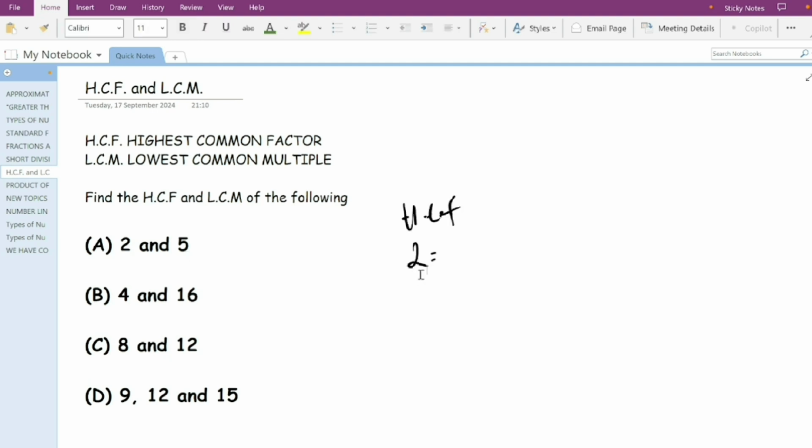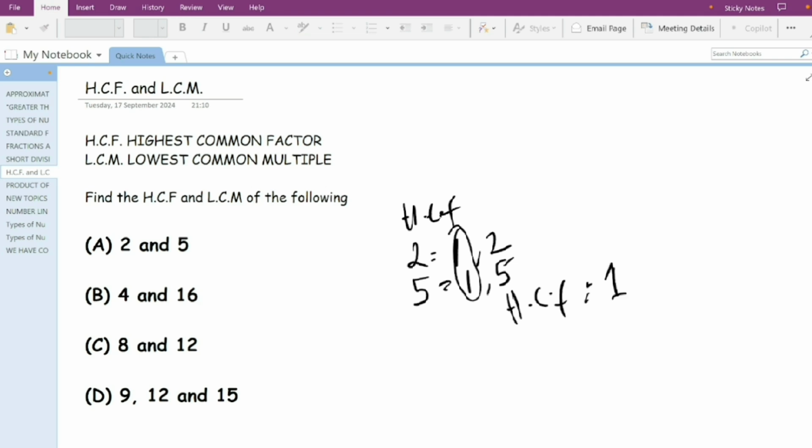Factors of 2, 1 and 2. And the factors of 5, 1 and 5. Because 2 times 1 is 2, then 5 times 1 is 5. No other two numbers can multiply themselves to give you any of these two numbers. So the highest common factor that they have is 1. They both have 1. So what is common in them is just 1. HCF of 2 and 5 is 1.